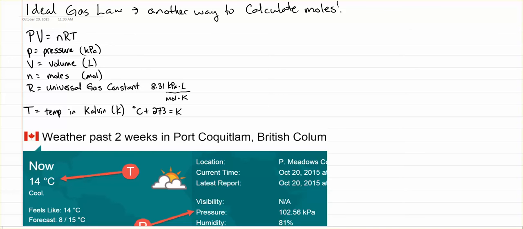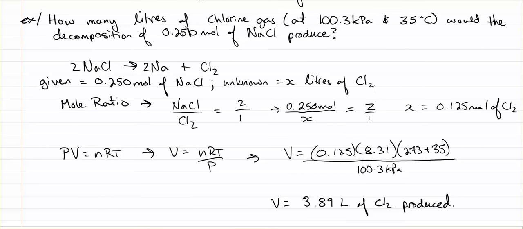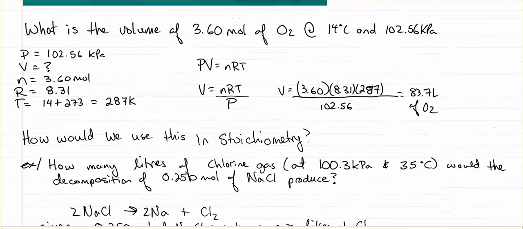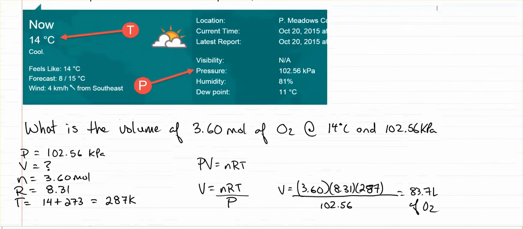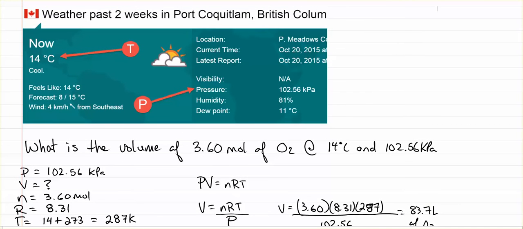So here is Port Coquitlam, British Columbia, where I'm sitting right now. Here's Port Coquitlam, British Columbia, and what we have is a couple of values. I have a temperature of 14 degrees Celsius. I have a pressure of 102.56 kilopascals. And so we're going to use this data to calculate our values. So what's the volume of 3.0 moles of oxygen gas right now in Port Coquitlam?